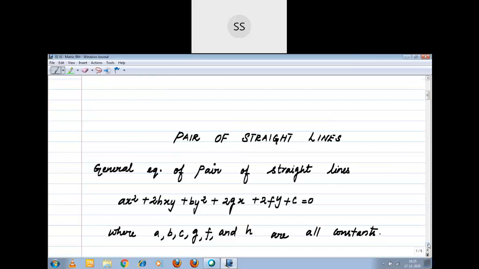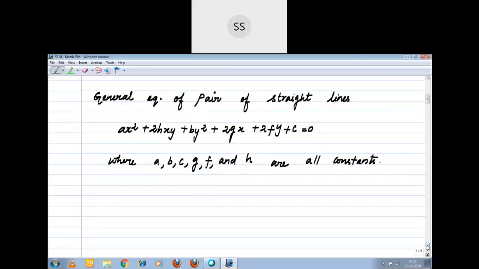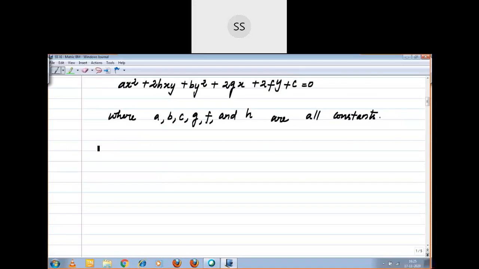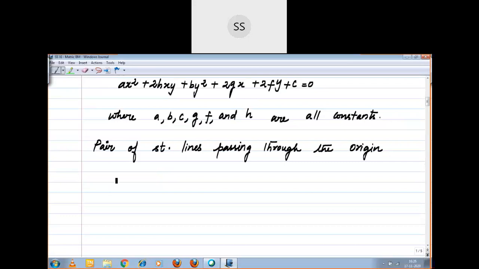Next, a pair of straight lines passing through the origin, the equation is ax square plus 2hxy plus by square. If the pair of straight lines passes through the origin, this is the format: ax square plus 2hxy plus by square equal to 0.